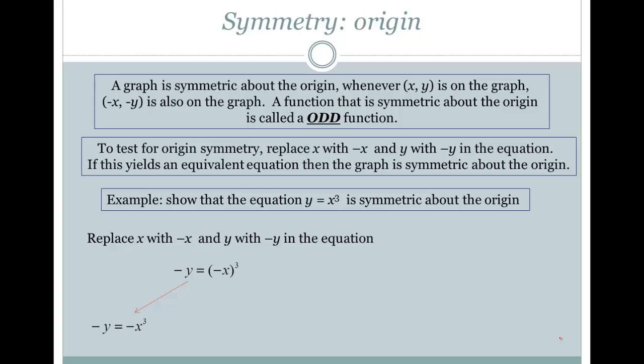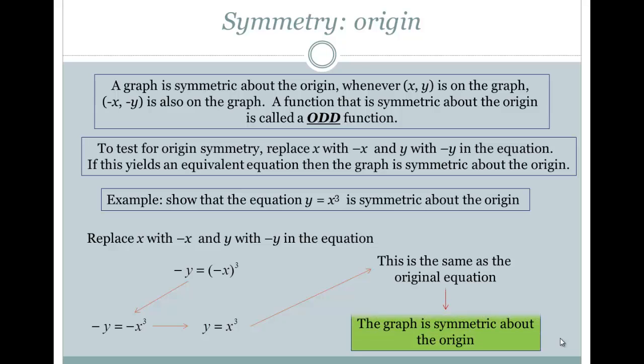So these statements are equivalent. Now note I have a negative on both sides. And what I can do is cancel them out. And I get y is equal to x cubed, which is exactly the same as my original equation. And because it is, I can say that the graph is symmetric about the origin. And so let's look at what that looks like.